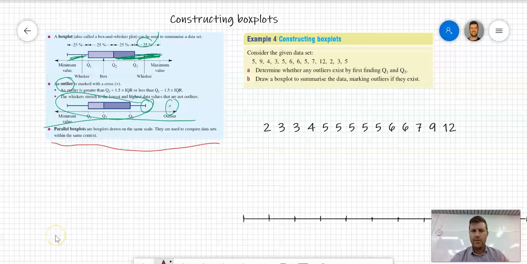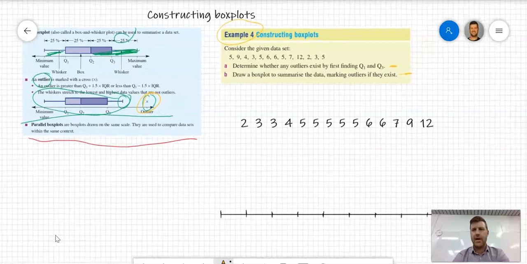So, what I'm going to do, I'm not going to do a dual box plot or parallel box plots today. I'm just going to do one box plot from example 4 here from your textbook. I've got a set of data. It doesn't actually say what it's for. It's not really necessary. It just says, A, determine whether any outliers exist by first finding Q1 and Q3, and draw a box plot to summarize the data, marking outliers if they exist. And we spoke about including a little X for your outlier.